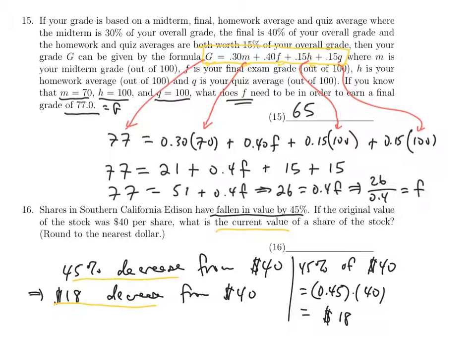The current value of the stock then is $40, the original price, minus the decrease. So the current value of the stock is $32. Is that 32? No, that's 22. Sorry. Oh, geez. $22. Just when I think I don't need a calculator. I should have used a calculator. So 40 minus 18 is 22. That's the current value of the stock.